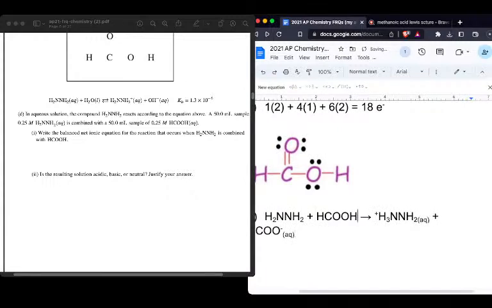I'll decrease my font size. Base plus acid makes the conjugate acid and conjugate base. I like it.